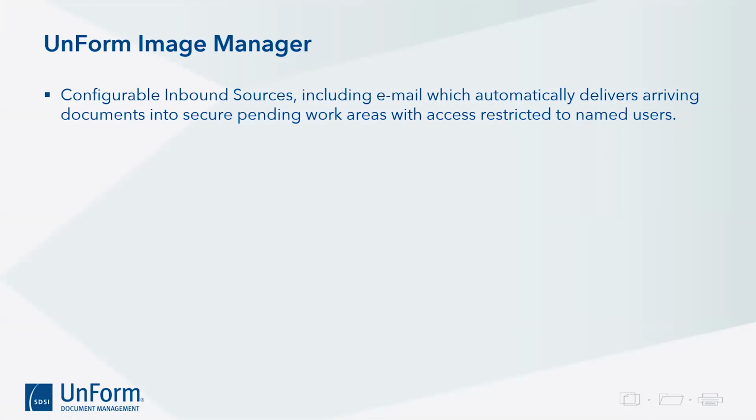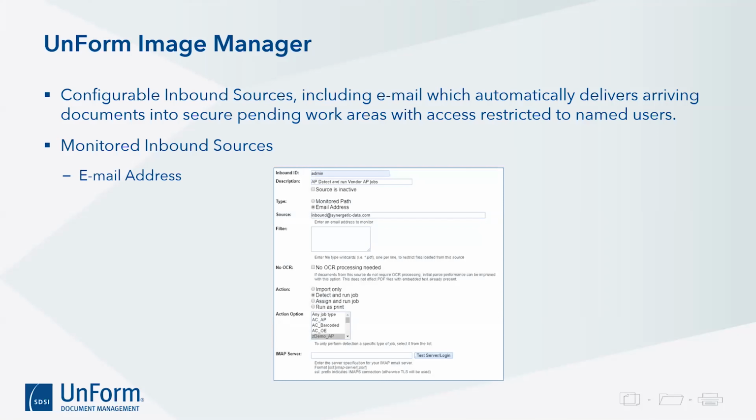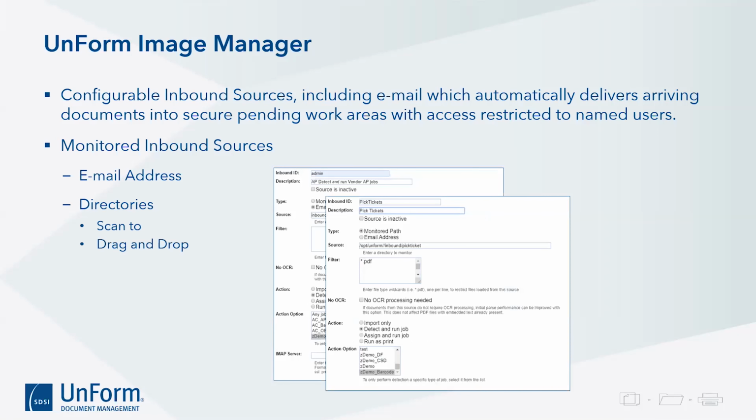All right. So one of the ways we automatically capture customer purchase orders is by using the UnForm application. And what we're doing is we're capturing documents and data. We're capturing them by monitoring inbound sources, and inbound sources can be an email address, a directory, scan to, or drag and drop.